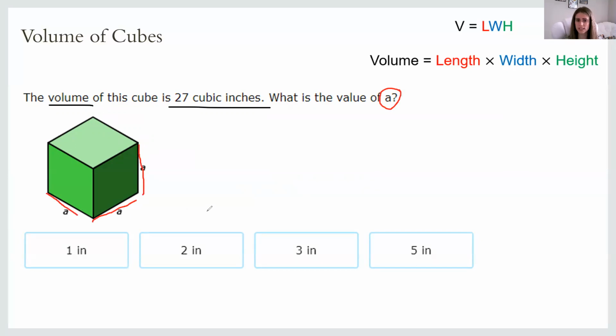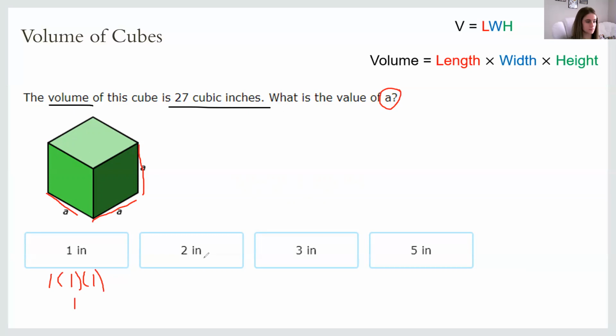There's a couple different ways that you could solve this. Let's go ahead, because it's multiple choice, and kind of work it backwards. So we're going to take each one of these answers and see which one would result in a volume of 27. So for the first one, because it's a cube, all three sides are the same. So the length would be 1, the width would be 1, and the height would be 1. 1 times 1 times 1 is 1.